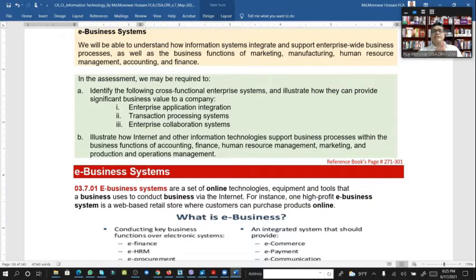We have to understand enterprise application integration, transaction processing systems, and enterprise collaboration systems. We have to understand how the internet and other information technology support business processes within the business functions of accounting, finance, management, and others. You can also go to your reference book, pages 271 to 301, where all of this is covered. But here we have summarized it from that book, also including a few pictures for better understanding in a simple way.